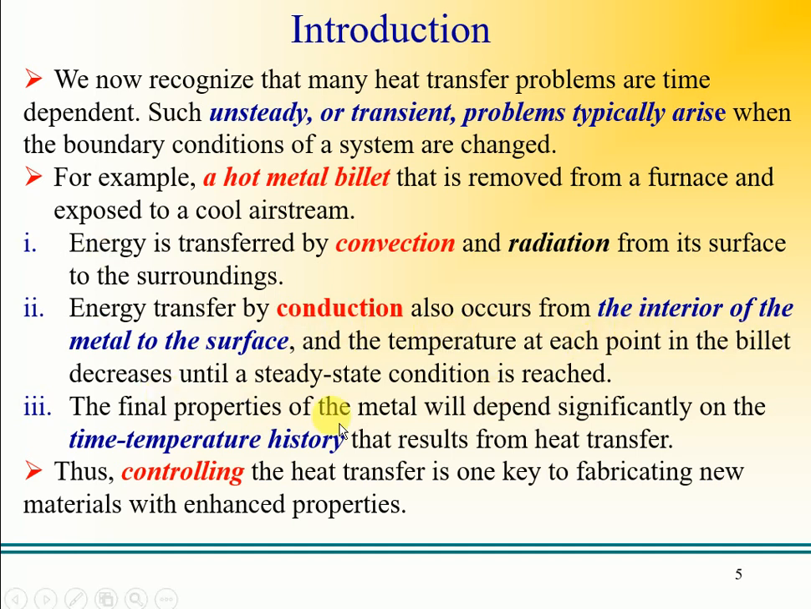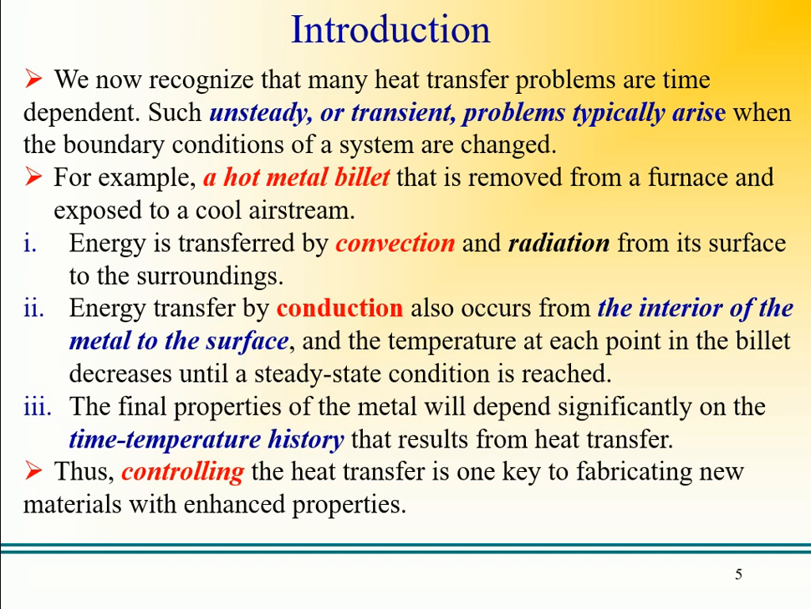Energy transfer by conduction also occurs from the interior of the metal to the surface, and the temperature at each point in the billet decreases until a steady-state condition is reached. To bring the heat from the inside to the surface, the temperature will change within the solid. That is, heat transfer takes place within the material. But we mostly consider only the heat transfer through convection and radiation. This is the important thing here: the heat transfer from inside the material to bring the heat to the surface of the solid body.